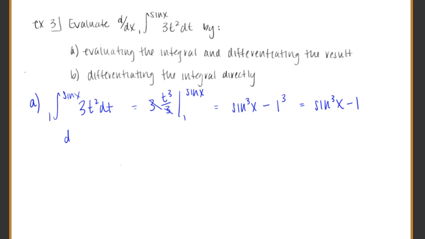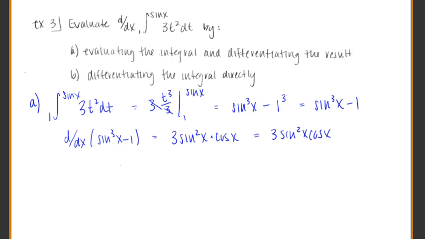So d/dx of sine cubed x minus 1 is going to give us a 3 sine squared x, and then the derivative of sine of x is going to be cosine x. And since at that point the rest of it is just the derivative of -1, which is 0, we get a final answer of 3 sine squared x cosine x.